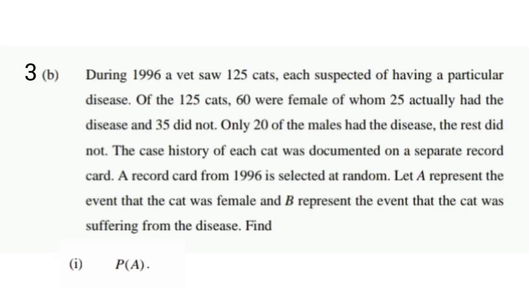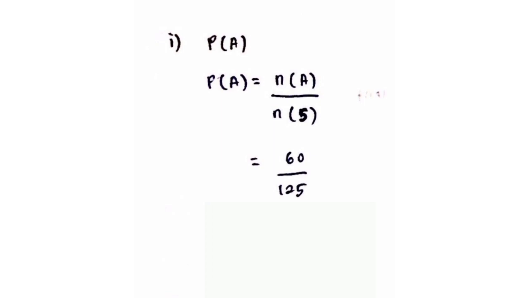For the 3B1 question, it asks us to find probability A. First, probability A equal to total number of sample A per total number of sample S. Then substitute the total number of sample A with the value given, that is 60, and the total number of sample S, that is 125. Calculate it, then we will get 12 per 25.